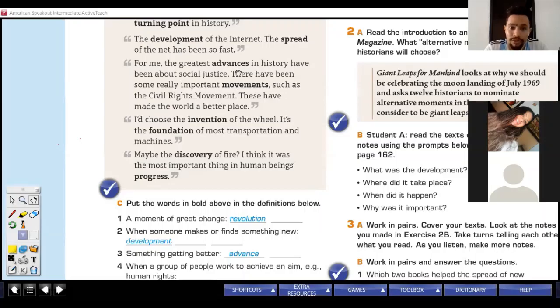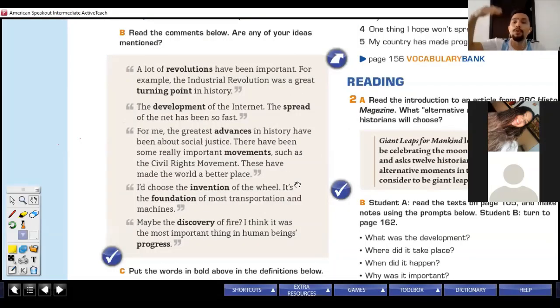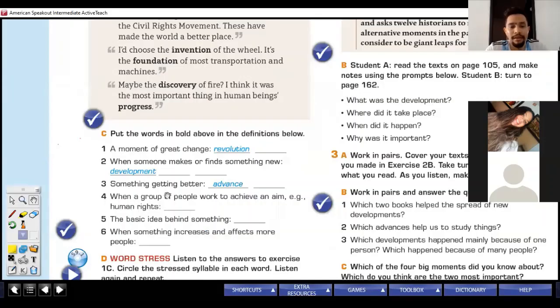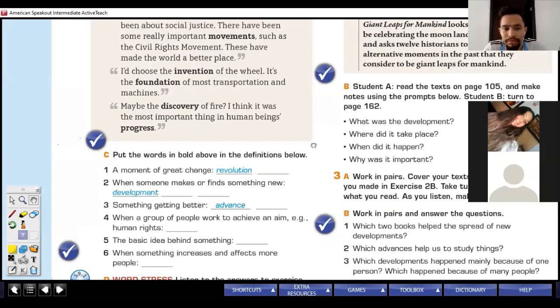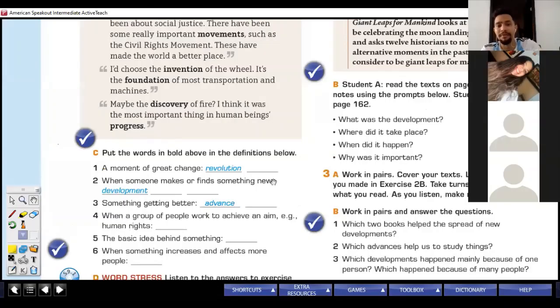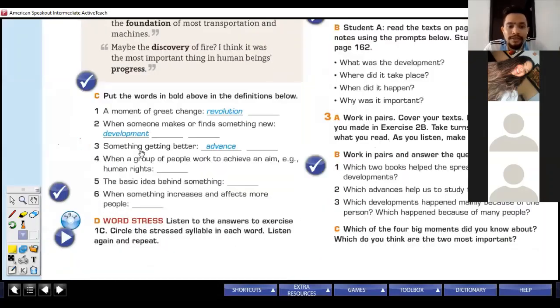Turning point. All right, a turning point is also that very moment in which something new appears, when there is a big change or a great change, especially for something good. How about the second one? When someone makes or finds something new, we can say development. What else? Discovery. Yes, and what else? Foundation. Foundation, when someone makes or finds something new? No. How about this one? When someone makes something new, when someone creates something new. Invention, right?